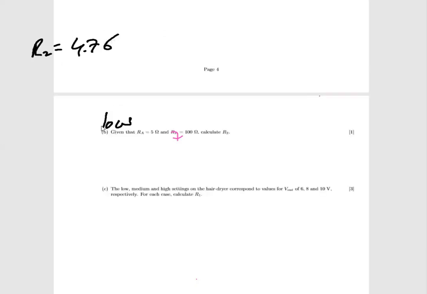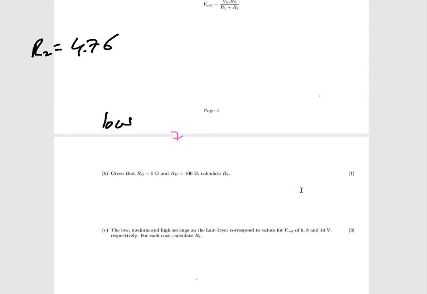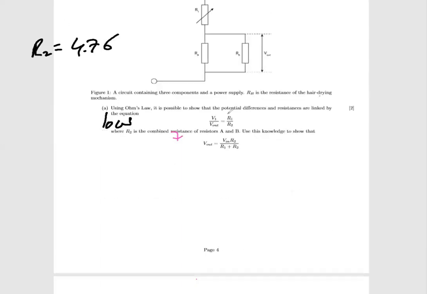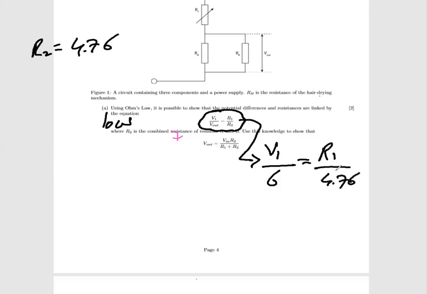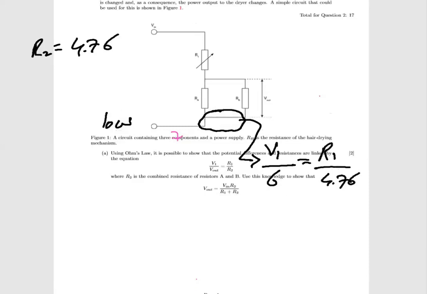Okay, so let's solve it. Actually, one voltage is given to you, and we need V1 also. We only use this equation. So V1 is unknown, Vout is 6 volt, R1 is unknown, and R2 is 4.76. If you look at this circuit, here you have Vout. Vout is 6 volt.